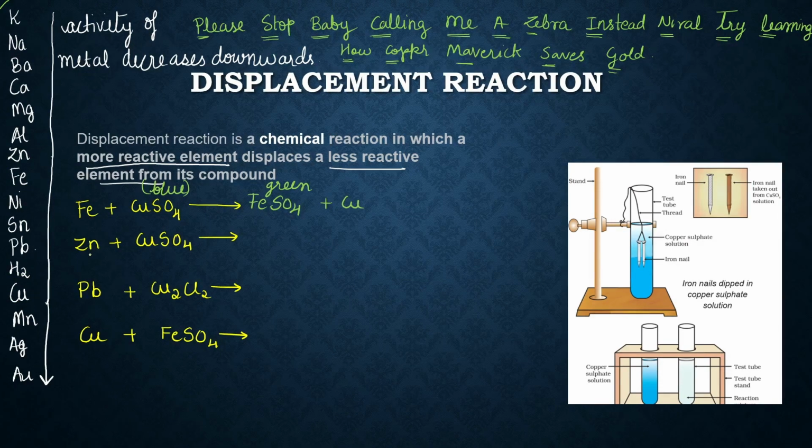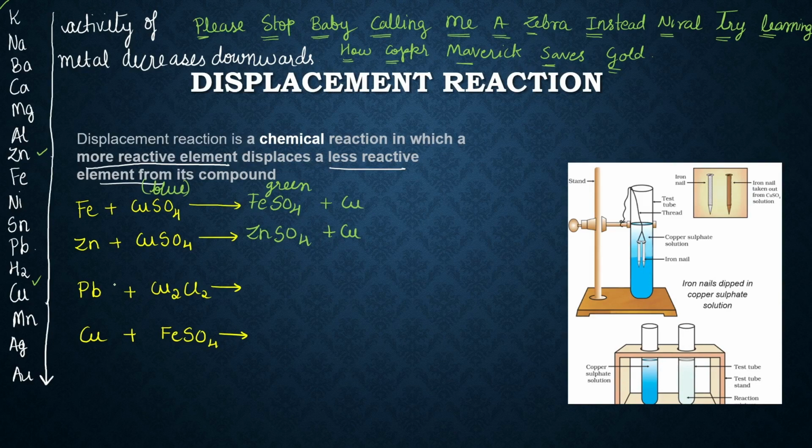See here. Zinc is reacting with copper sulfate. Now let's see the position of zinc. Zinc is here, okay, and copper is present below zinc. Then zinc is more reactive than copper, so this reaction can happen. So you'll get zinc sulfate plus copper. Okay.